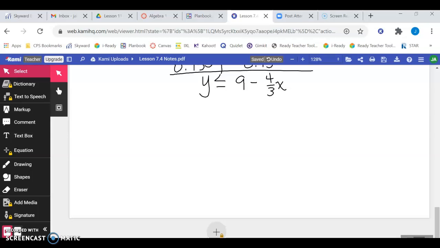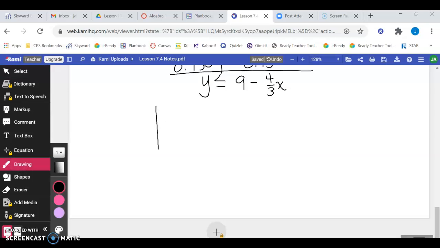So now to graph this, and you think about this word problem, we can only buy positive numbers of veggie chips and grapes. So we're only going to use quadrant 1 here.